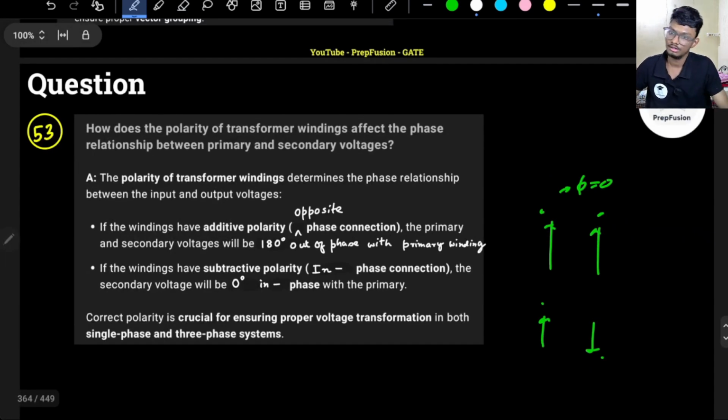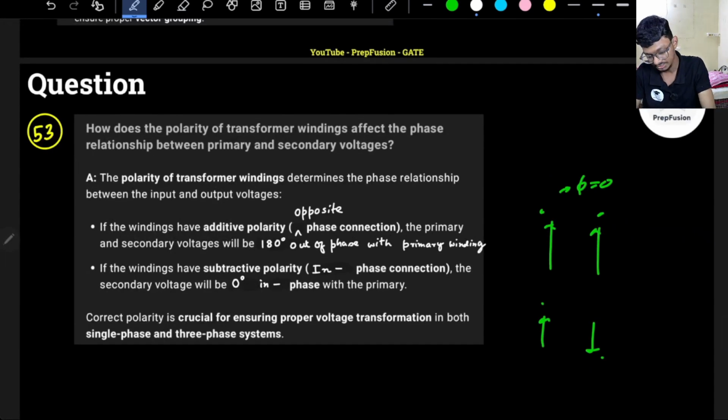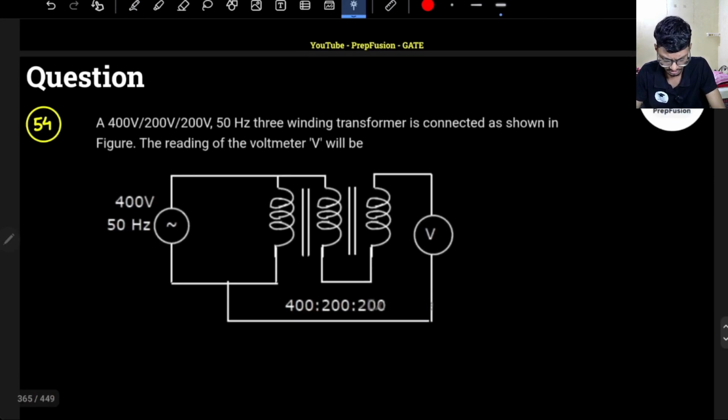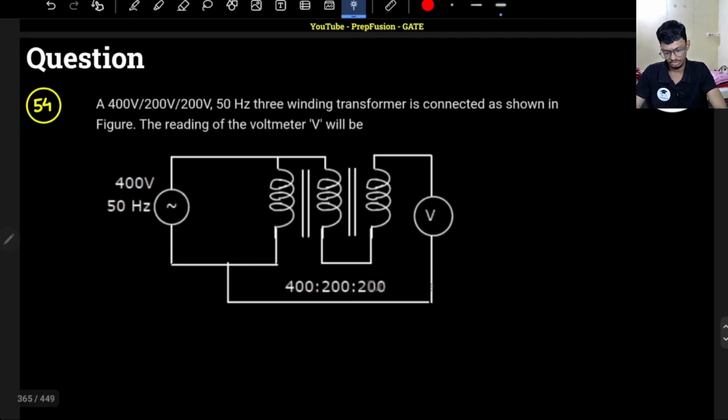Okay, so that's why correct polarity is very crucial to find out this phase difference. So one question came in GATE, so let's solve this question. I think we have solved this previously as well, but again I will solve. Here a 400 volt and 200 volt windings are shown, connected as shown.